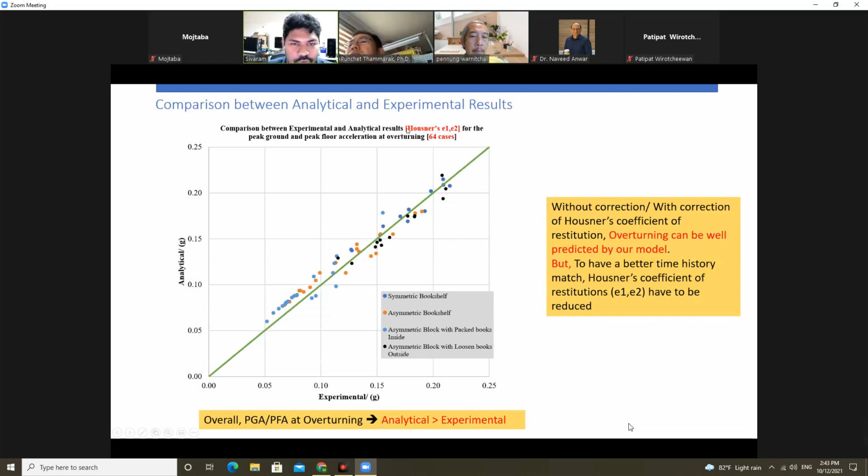And this is the overall summary of our 64 cases. Here we chose Housner's coefficients of restitution E1 and E2 because we don't know the coefficient of restitution for each case, or which one we need to use. So for comparison purposes, we use only Housner's coefficients of restitution. For symmetrical bookshelves, asymmetrical bookshelves, and also with content inside the bookshelf, the comparison between analytical and experimental results is pretty good.